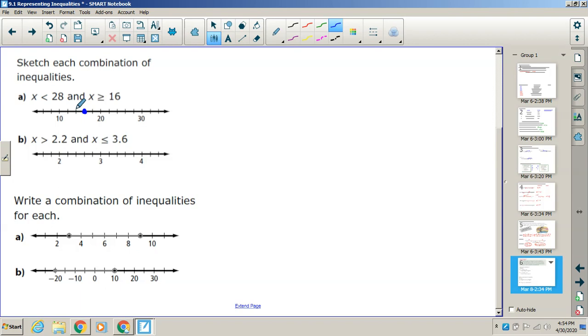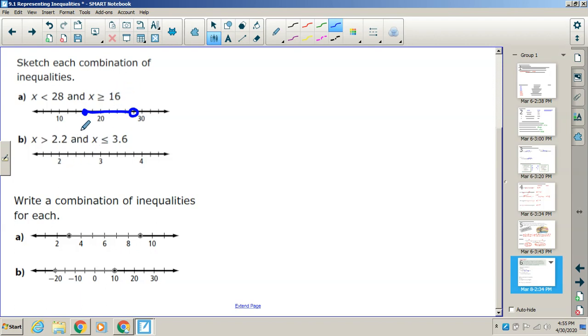And less than 28. So I find that boundary point 28, but it can't include 28. So in this one, this has to be an open dot. Now this can be values in between those two points. Greater than or equal to 16, that's why it's a closed-in dot, and less than 28. Now it can't be 28, but it can be anything less. So that number line indicates that combination of inequalities.